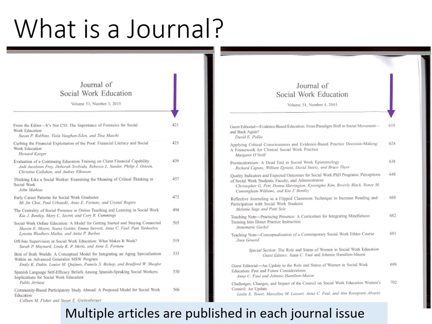issue to the next. You can see here that the first article in issue number 3 begins with page 421, and the first article in issue number 4 begins with page 619. Some journals begin each issue with number 1, but most follow the format that you see here.